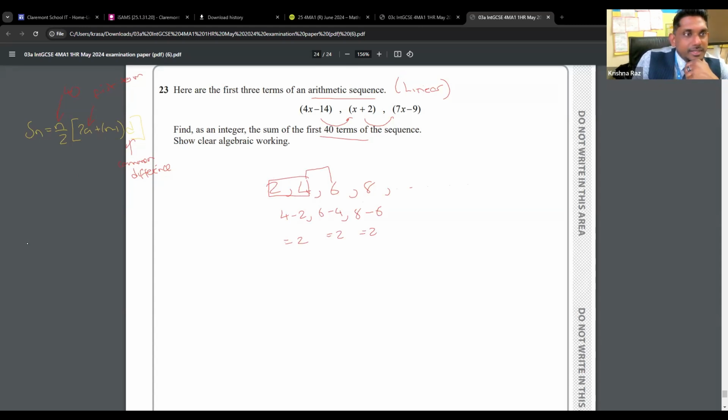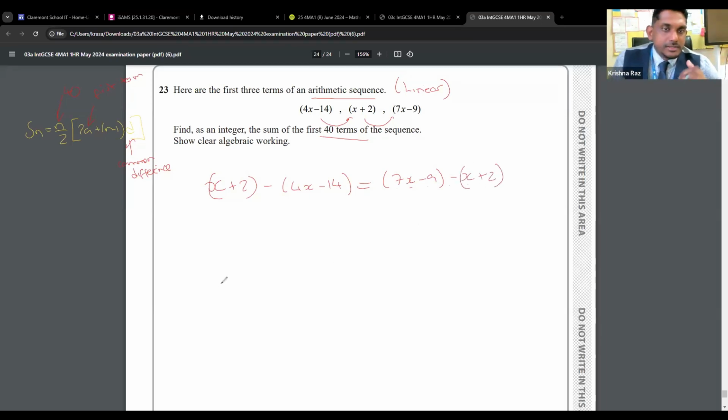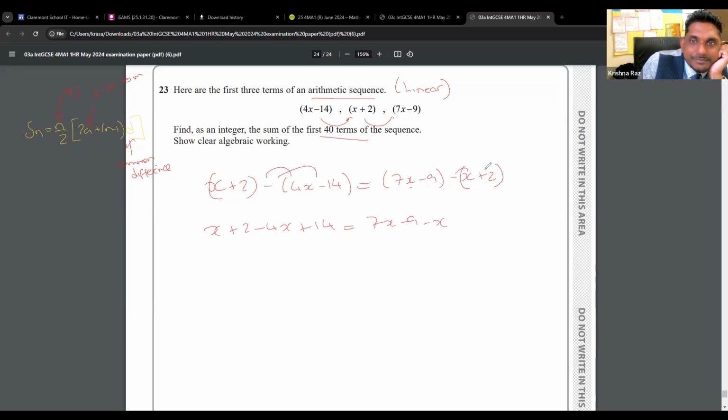Using that knowledge, we know that x plus 2 minus (4x minus 14) will give us the same answer as 7x minus 9, take away (x plus 2). You have to be careful with the negative signs here because that can cause some mistakes. So we have x plus 2 minus 4x plus 14 equals 7x minus 9 minus x minus 2.